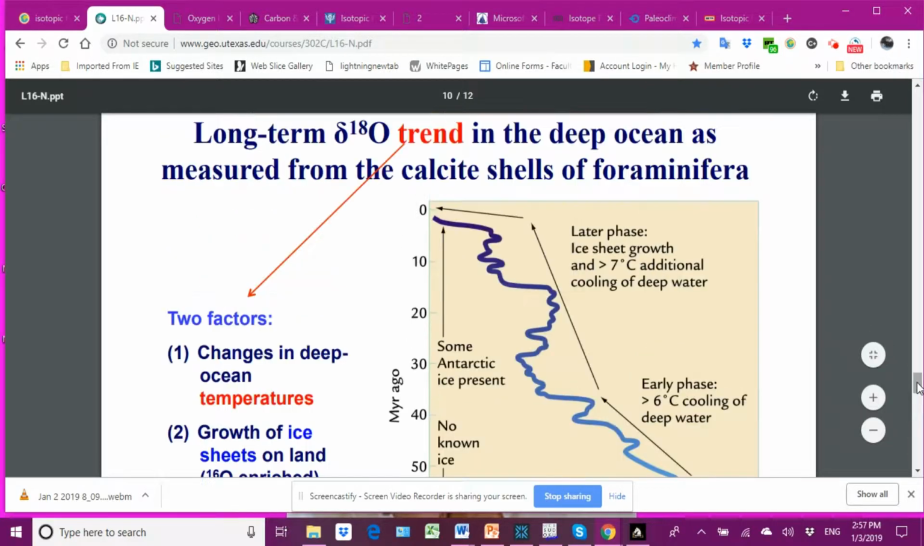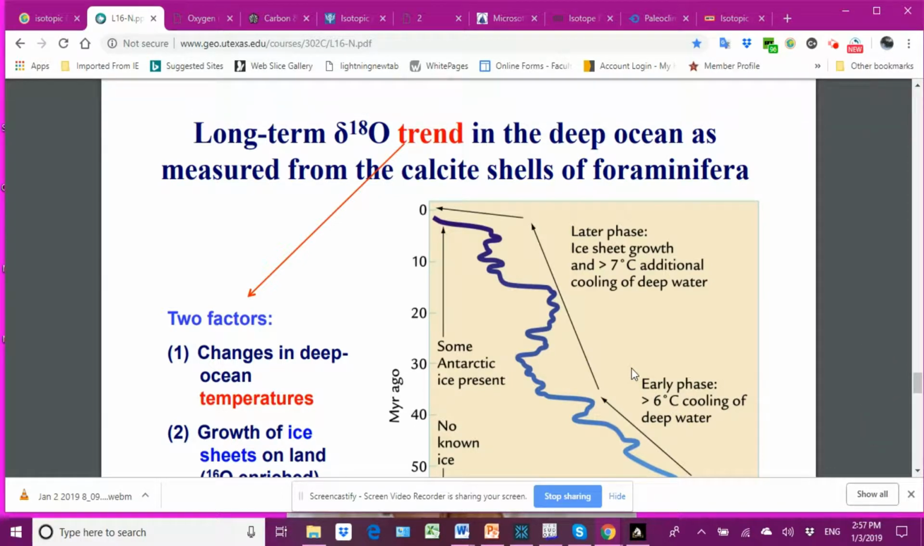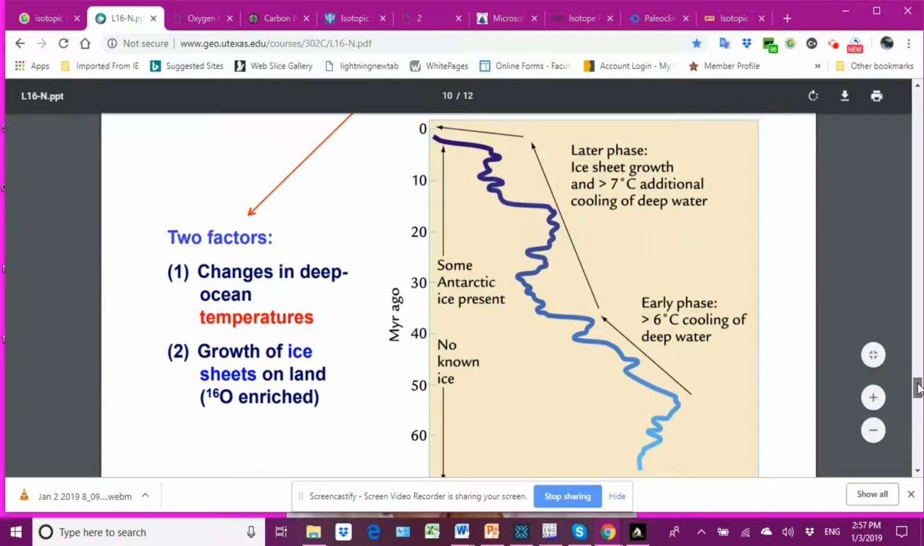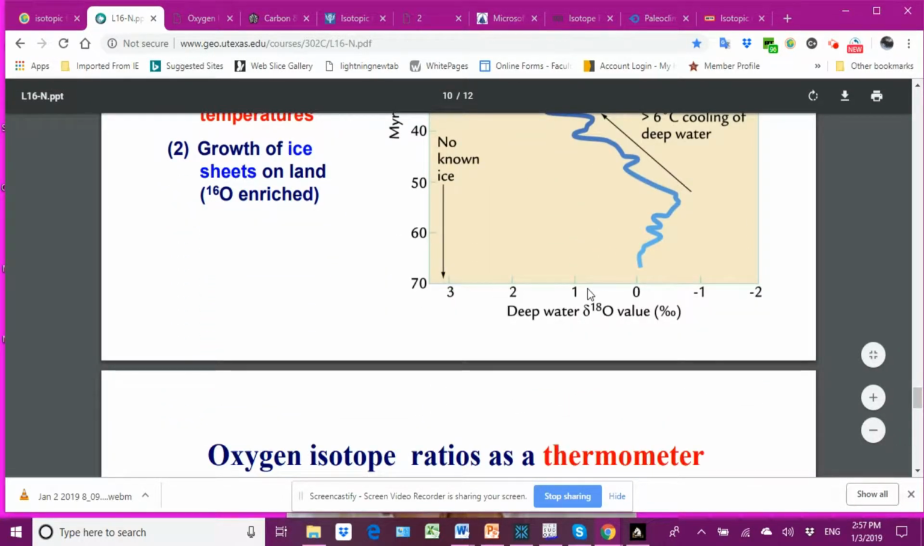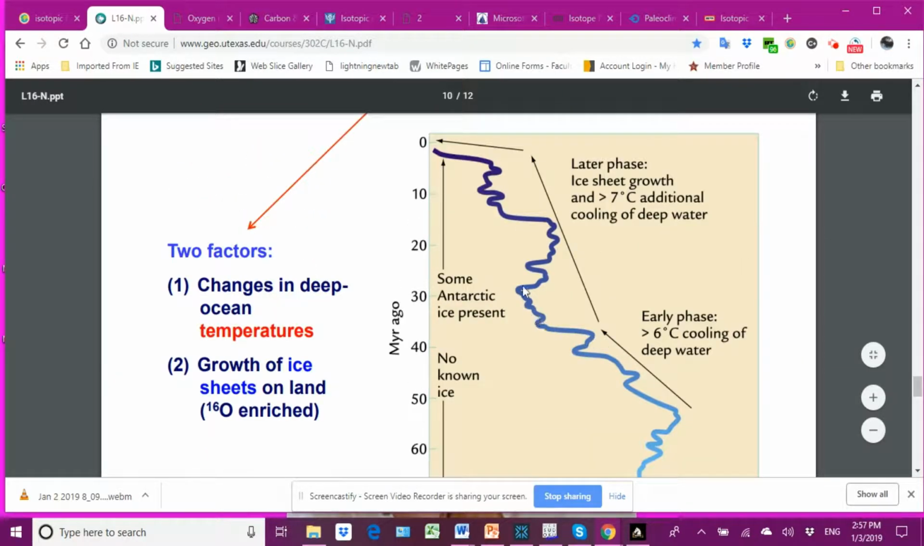As you cool down, you are enriching the water in 18. And if you look at the scale here, going positive is to the left. Kind of counterintuitive, but that's how they set up this figure. And we see there's a cooling down going on, maybe a little warming, and another cooling down. Additional cooling of the deep water. Ice sheet growth and greater than 7 degrees C, additional cooling of the deep water. And this looks like about 2 million years ago or so, which is pretty much about when the Earth started coming out of the last ice age.